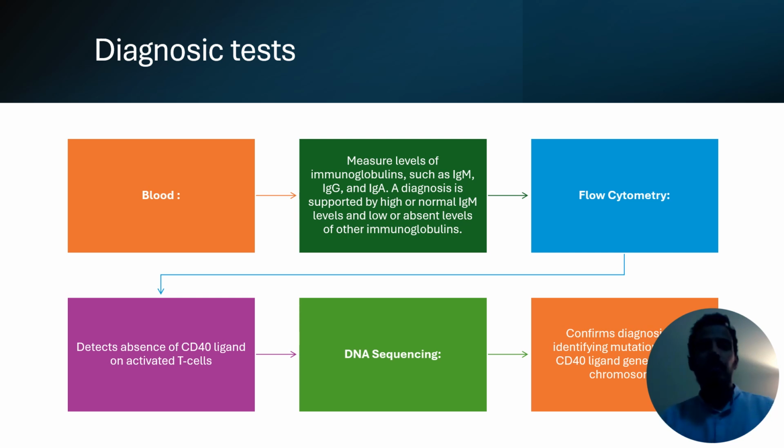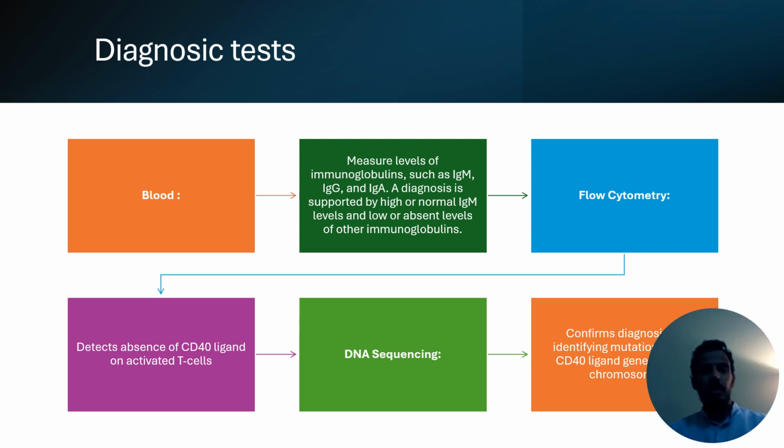Now let's discuss the diagnostic measures taken to confirm the patient's condition. Immunoglobulin levels. First, we measure the levels of immunoglobulins, including IgM, IgG, and IgA. A diagnosis is supported by high or normal IgM alongside low or absent levels of other immunoglobulins, which aligns with the patient's findings. The second one is flow cytometry.